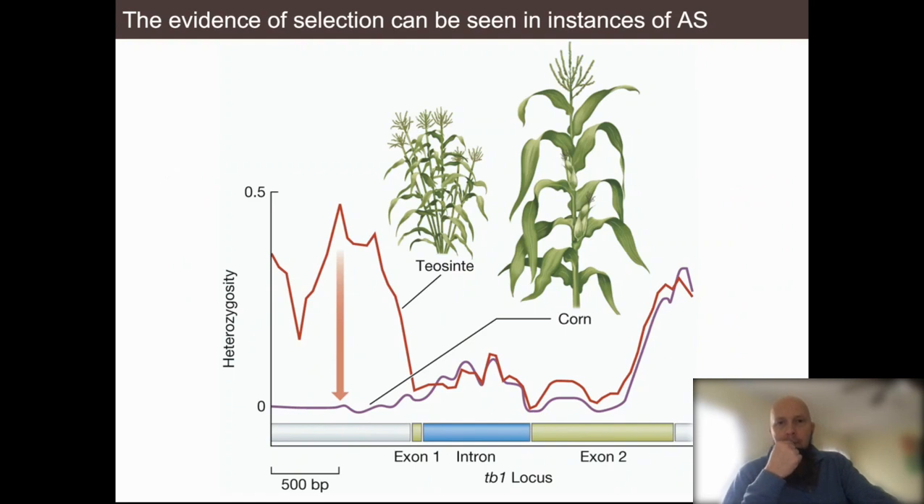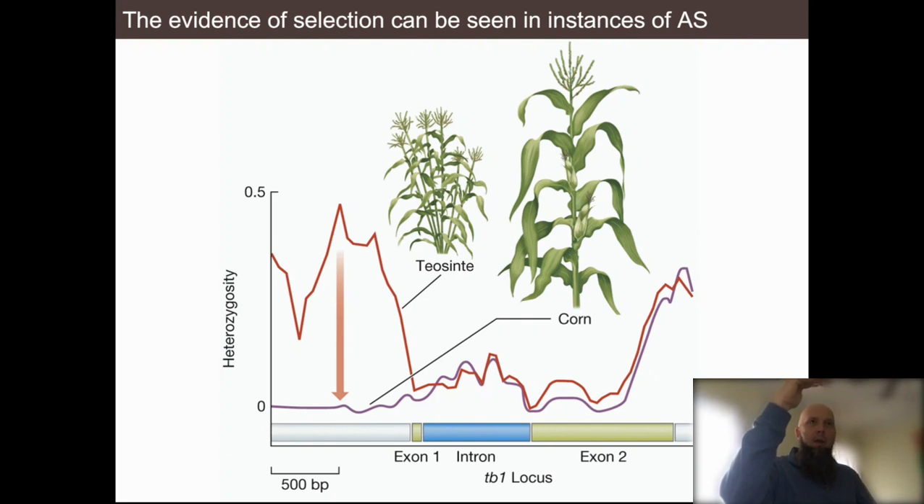What we see here is how much heterozygosity there is in this region to the left of exon 1, that first light horizontal blue bar, in teosinte. Well, you can see that red line is really high over on the left side of this graph, much higher than it is for corn. What that means is, in the wild ancestor of corn, there was a lot of genetic variation in that region just to the left of exon 1. Okay. Lots of genetic variation, so there are lots of heterozygotes in the population.